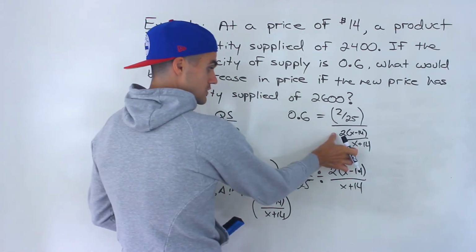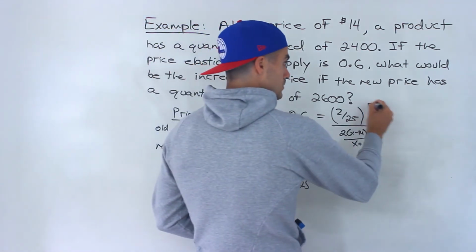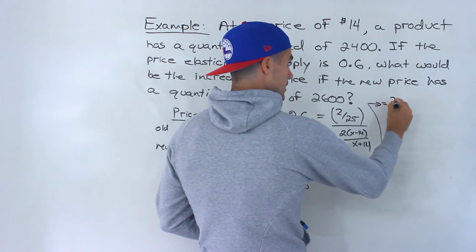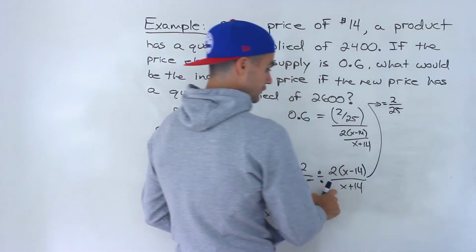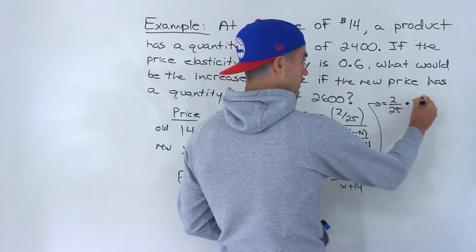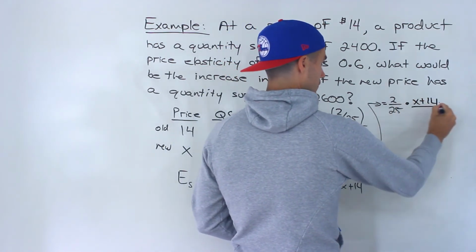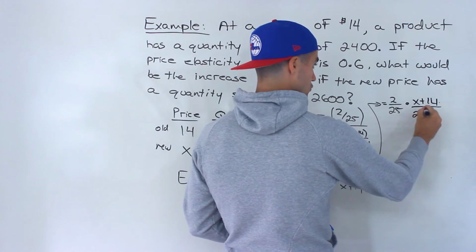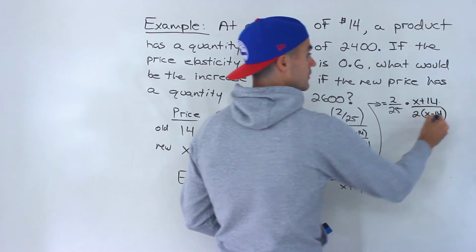So we've got this fraction divided by this fraction. What we can do is keep this fraction the same and then flip this one. So we'll flip this fraction, then we're going to multiply it: x plus 14 over 2 times x minus 14.